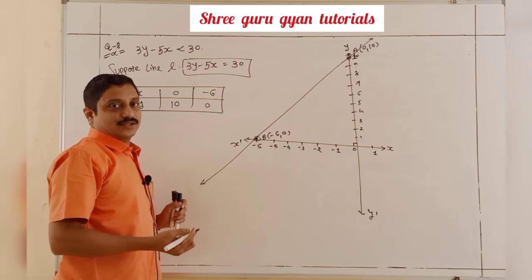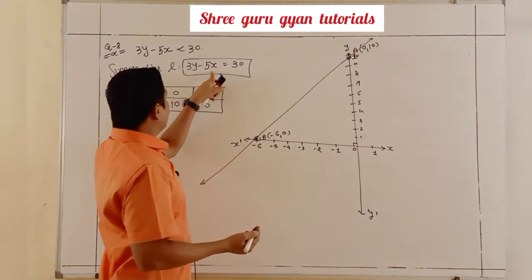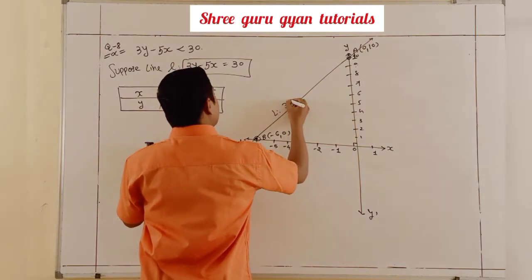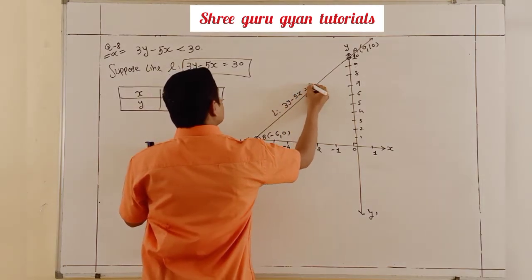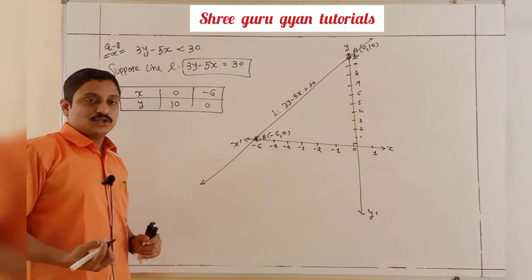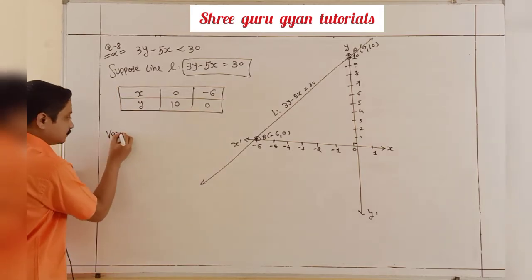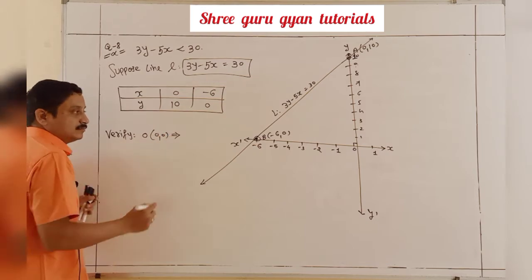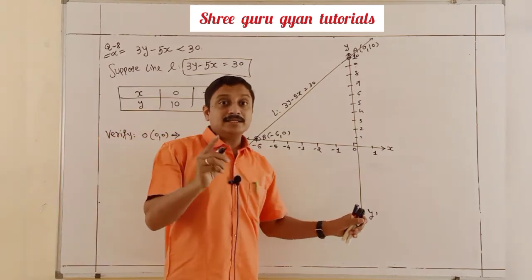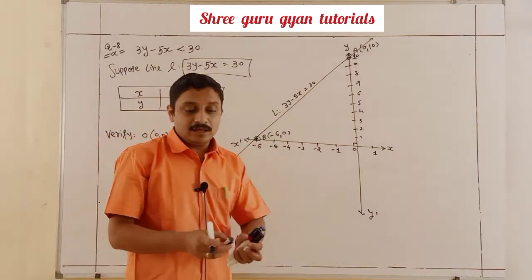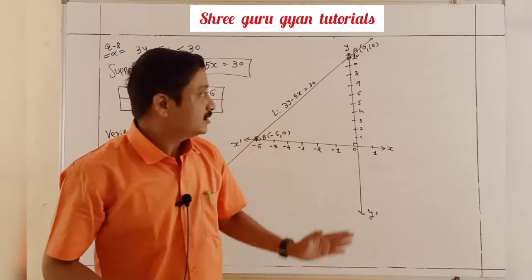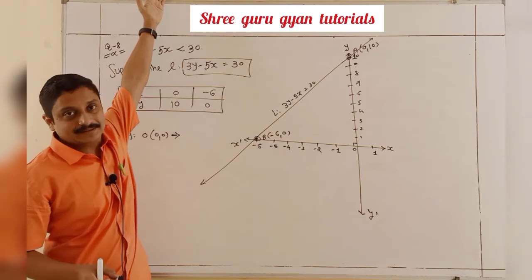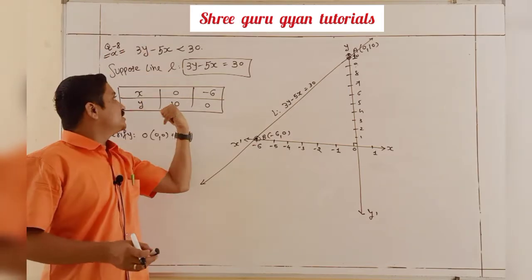Yes. So now I check two verifications and the line L is ready: 3y minus 5x is equal to 30. So verification. First of all, origin O verification. The origin point means my answer lies in one of the two partitions, the downward shading or the upward shading, depending on my shading portion.